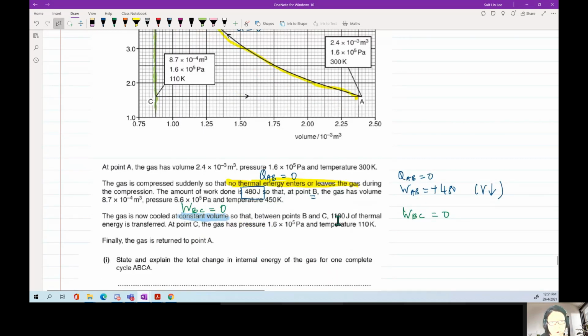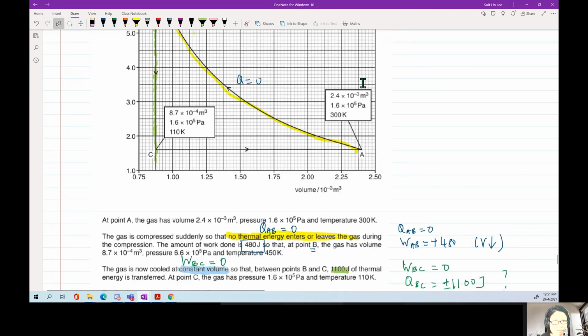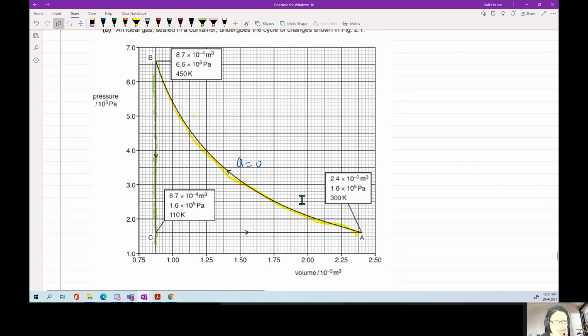Between points B and C, 1100 joule of thermal energy is transferred. QBC is 1100. Ask yourself, positive or negative? Transferred: positive, negative? Don't know, put one side first. At point C, the gas has this pressure and this temperature. Finally, the gas returns to A. So from A to B to C to A.